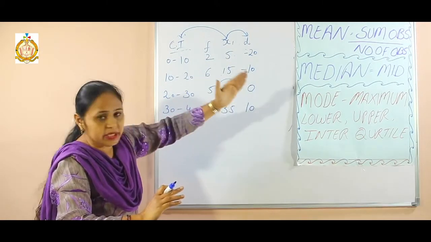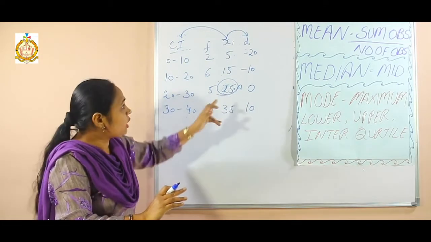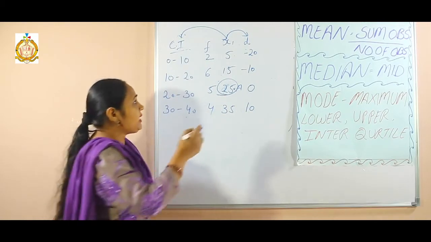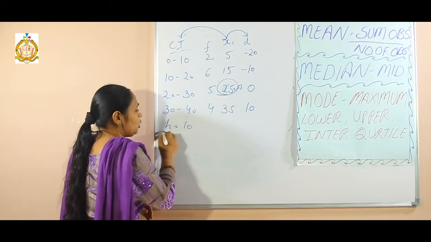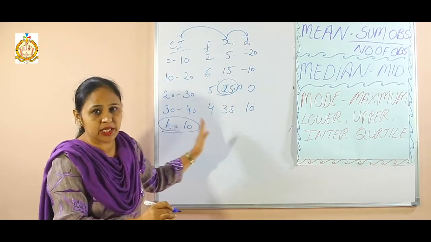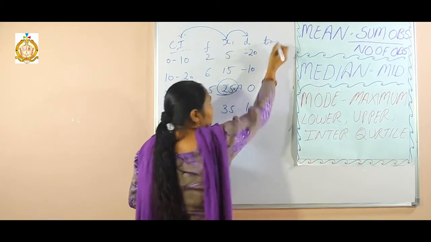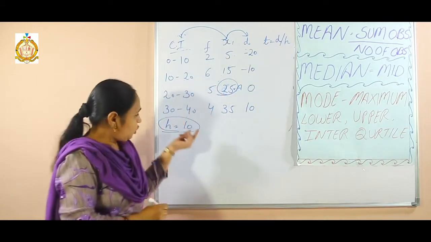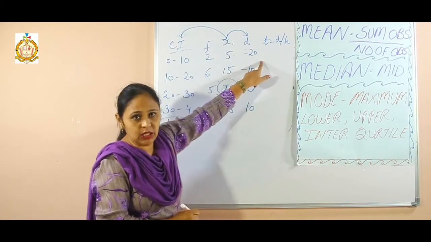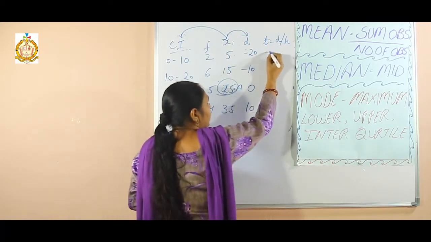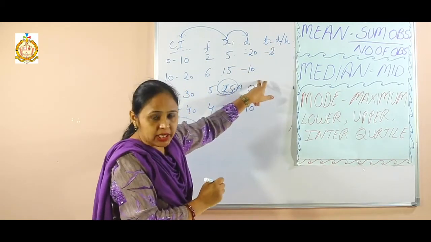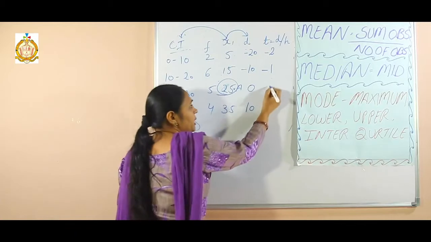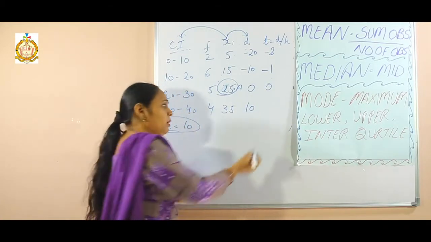Now, I am going to take one more step, that is called step deviation. Now, see, what is the common difference in this interval? That is 10. Now, I assume that the H value is 10. The common difference between these intervals is 10. Now, I am going to find the value of T. What is that? D divided by H. Value of H is 10. Minus 20 divided by 10 becomes minus 2. Then minus 10 divided by 10 becomes minus 1. 0 divided by any number is 0. 10 divided by 10 becomes 1.